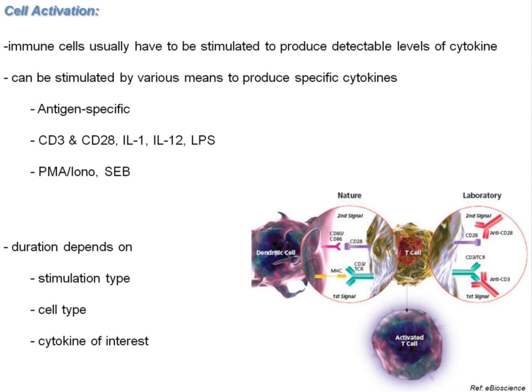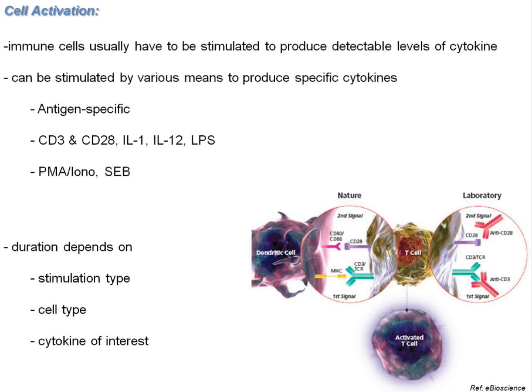In the normal case, if we have our cells of interest, whether they're ex vivo or in culture, if they're just resting cells, we usually don't have enough cytokine being produced or expressed to be at a detectable level. So usually what we have to do is activate, stimulate, or prime these cells to be able to detect the cytokines and the response.